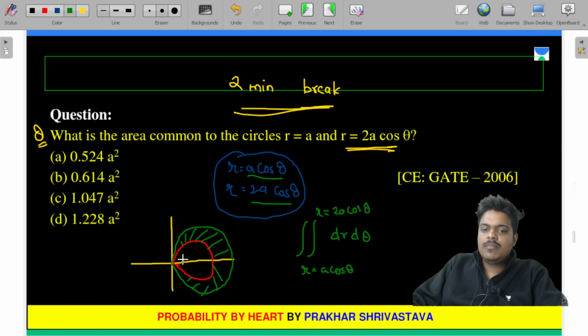Okay, so this is a very simple question. Please try to attempt it. I think my voice was not audible for the previous question, but it is okay. I've already explained that r is varying from a cos theta to 2a cos theta, and theta is varying from minus pi by 2 to plus pi by 2, or you can write it as 0 to pi by 2 and you multiply 2 times because it is an area.